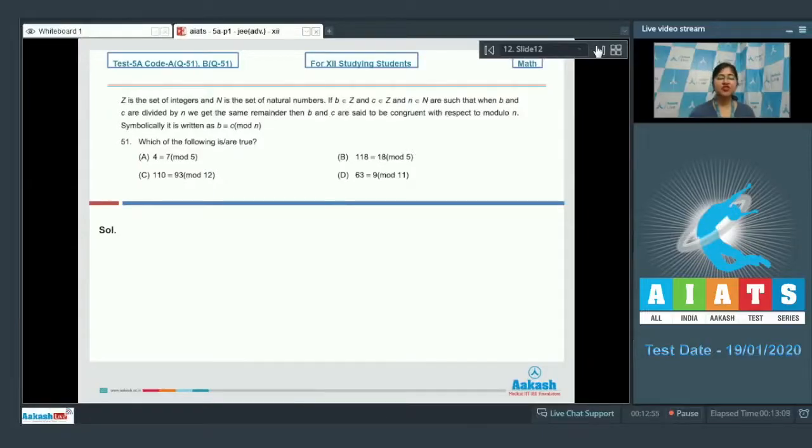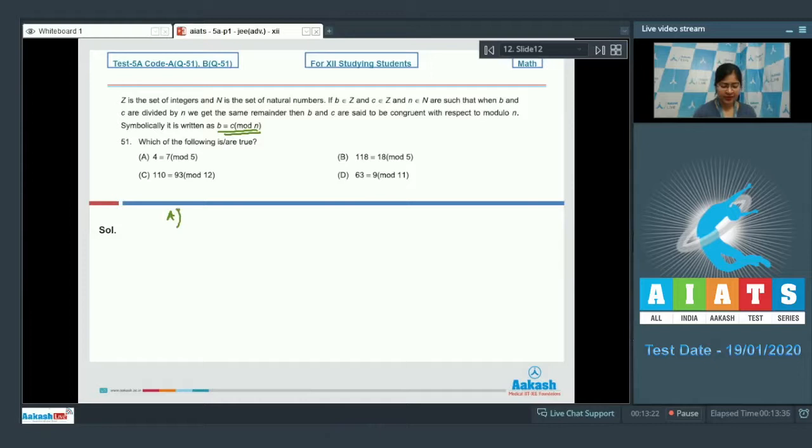Next is a paragraph type question. It says that Z is the set of integers and N is the set of natural numbers. If B and C belong to Z and N belongs to the natural numbers, and B and C, when divided by N, give the same remainder, then we say that B and C are congruent with respect to modulo N, and we denote them as this. So let's solve this question.